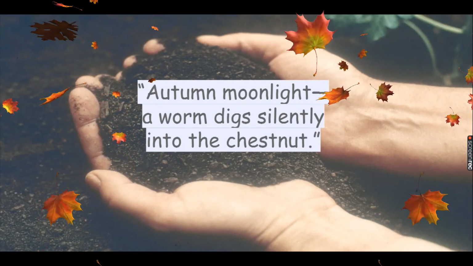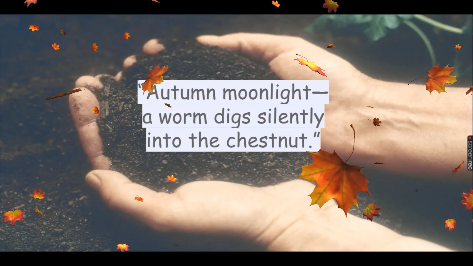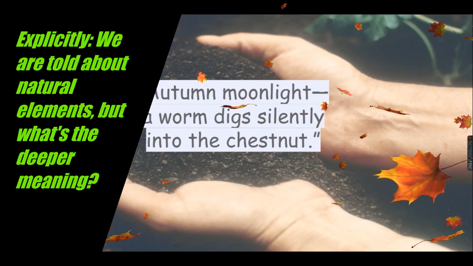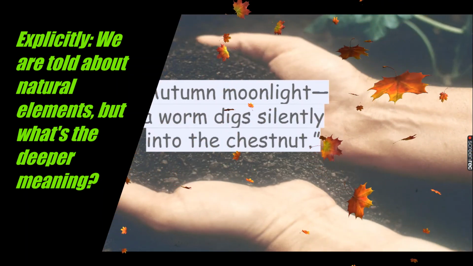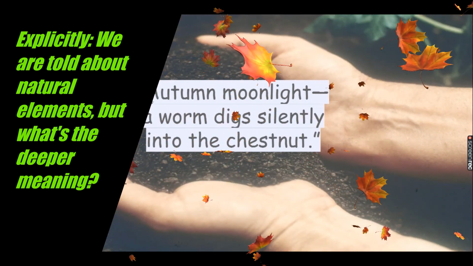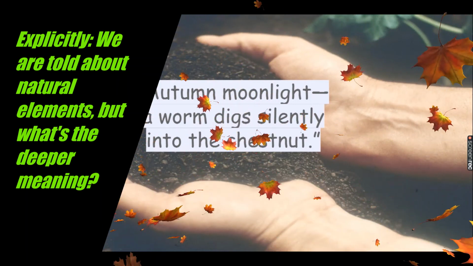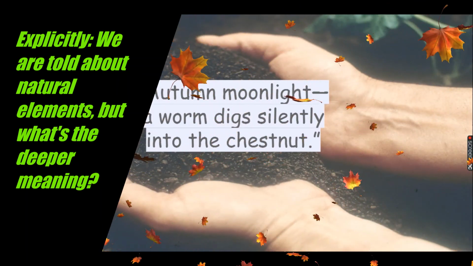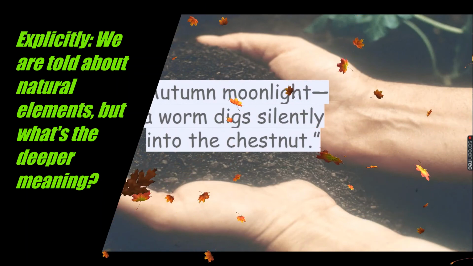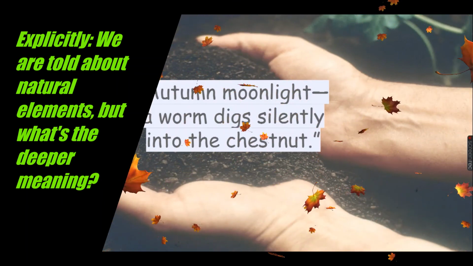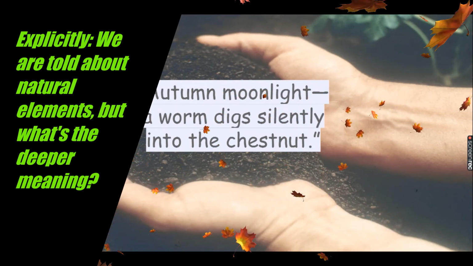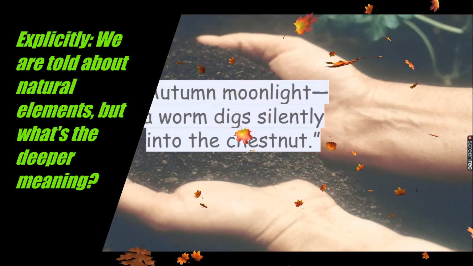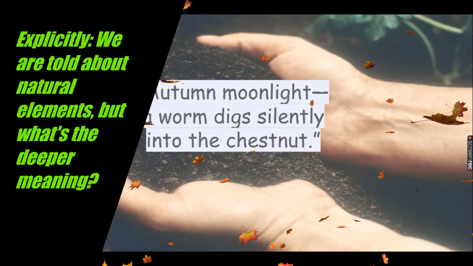So right off the bat, we can automatically see our natural elements. And we're looking at the autumn time. It's moonlight, meaning it is dark outside. And we're talking about a worm digging silently into the chestnut. Chestnut being a small piece of wood, probably, maybe a root. We don't really know, but we are just looking. This is what is explicitly stated in this poem.